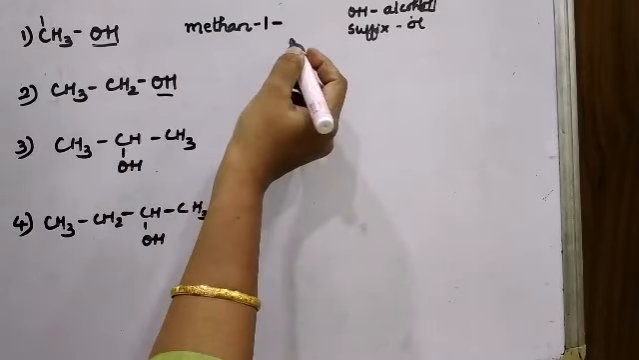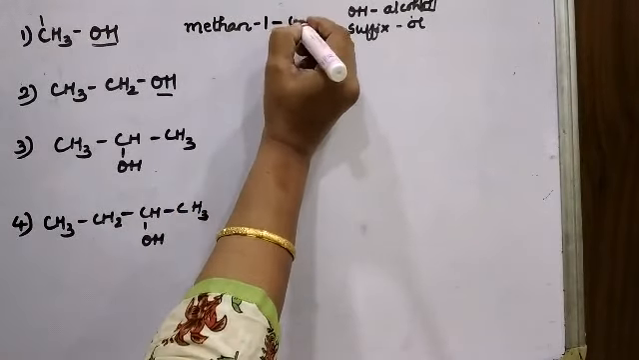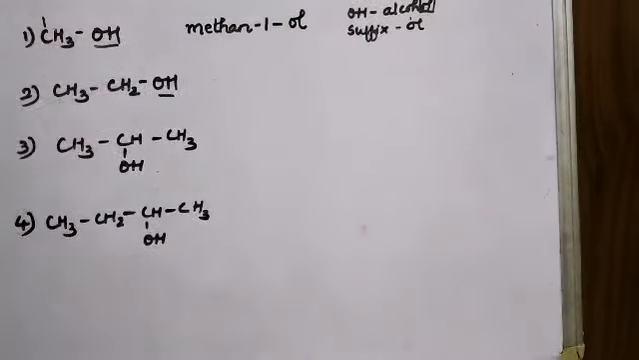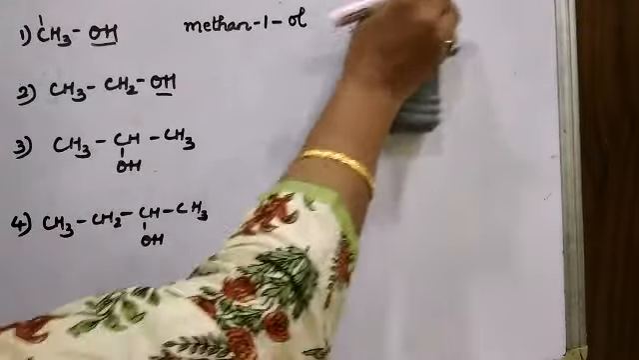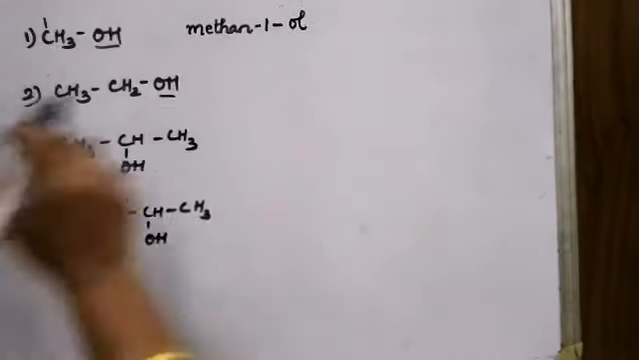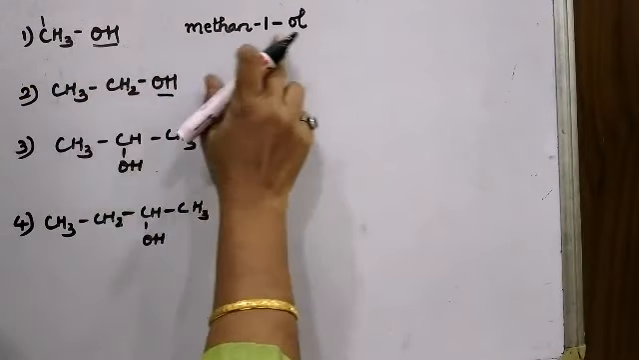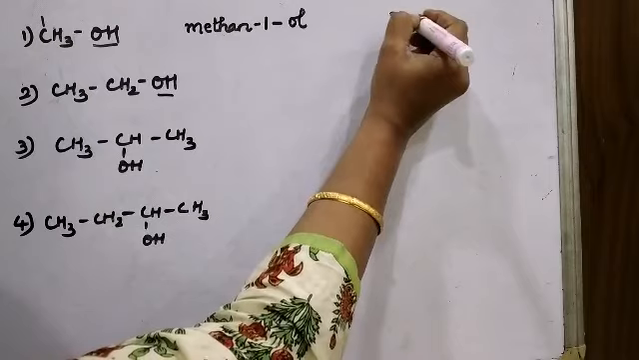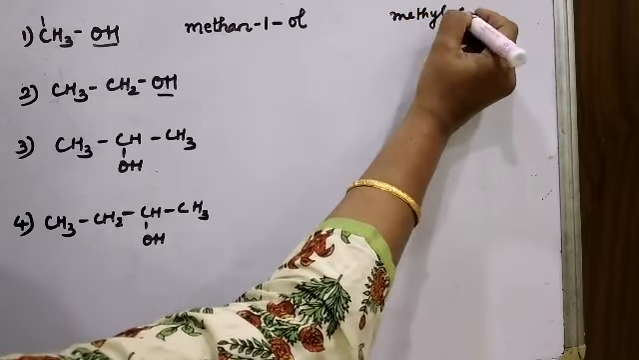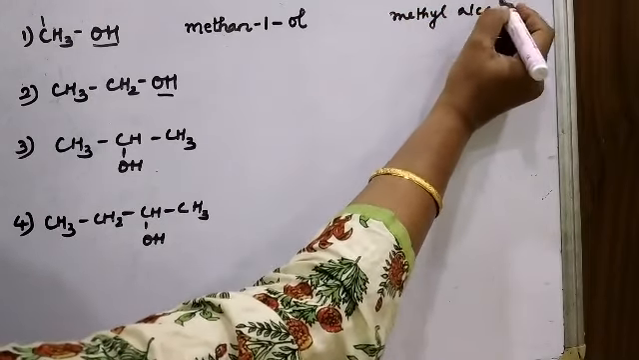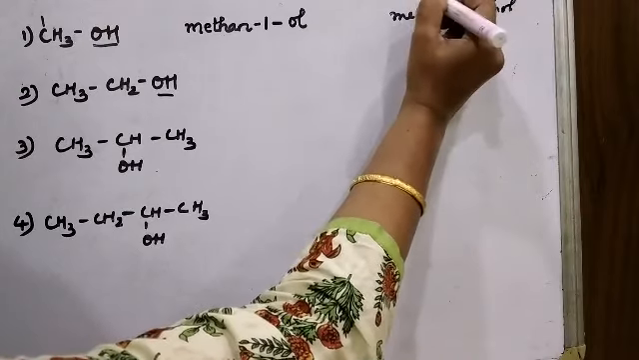And finally we'll write down the suffix. Since it is alcohol, the suffix used for alcohol will be OL. So this is methan 1-ol. Methan 1-ol is the IUPAC name of the organic compound CH3OH. Methan 1-ol is also called methyl alcohol. This is the common name of methanol or methan 1-ol. So this is the common name, methyl alcohol.